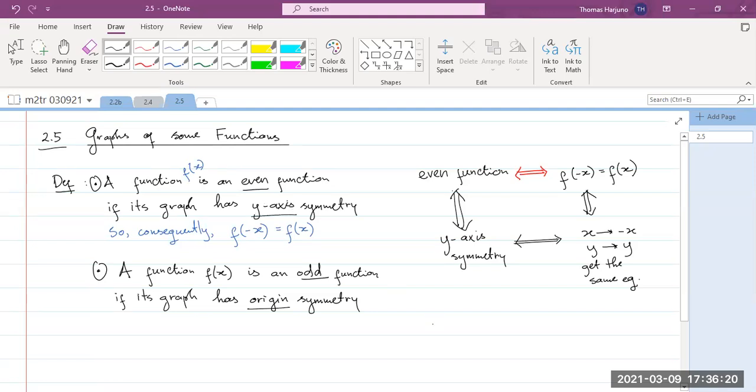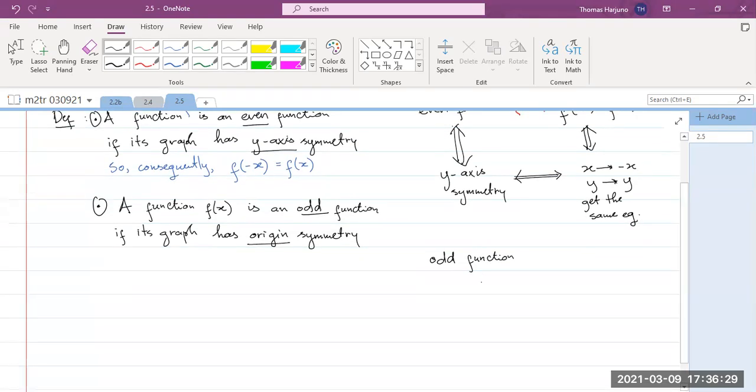Okay, so let's take a look. It is an odd function if it has origin symmetry. But we know that a function or relation or a graph has origin symmetry if replacing x by negative x and y by negative y gets us the same equation.